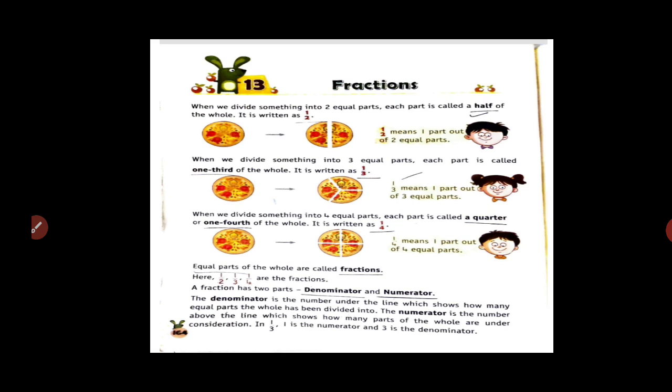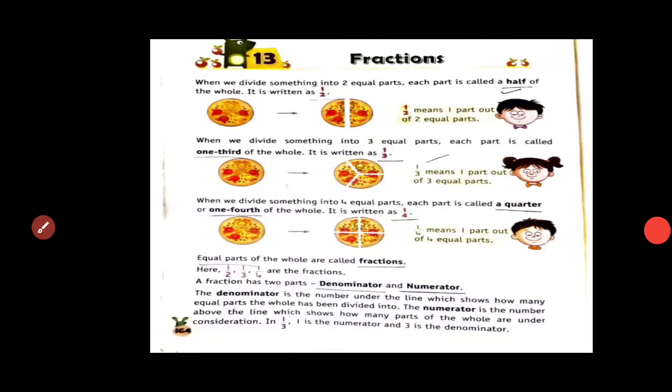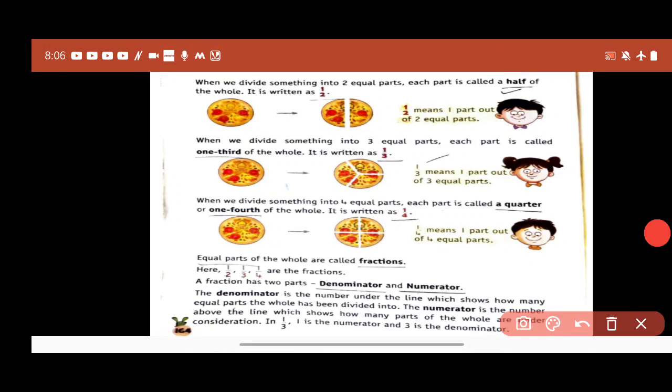Chapter 13, Fractions. Children, when we divide something into two equal parts, each part is called the half of the whole. Carefully listen. This is the whole, and if you divide it into two equal parts, each part is half. That is why you say this is the half of the whole and this also is the half of the whole. We also did this concept in time, right? Half means 30 minutes.